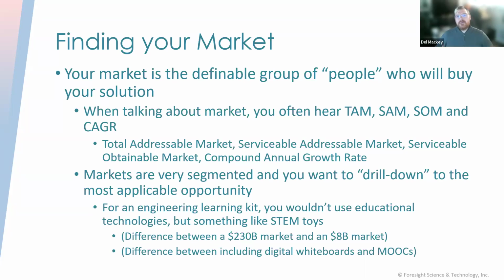So again, when you talk about your market, you'll hear terms thrown around like TAM, SAM, and SOM. TAM is total addressable market. SAM is serviceable addressable market. And then you have SOM, which is serviceable obtainable market. And all you really need to know is that those things exist within, let me find, okay, I do have a chart that shows that.